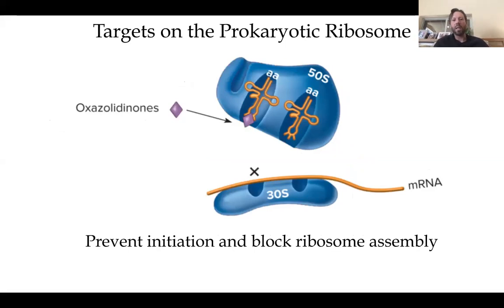There's a process where you prevent the initiation of the 2 subunits coming together. Okay, so let's see, oxazolidinones, those are going to bind to this amino acid. And then when it tries to latch down onto the 30S subunit, that docking port is now blocked.